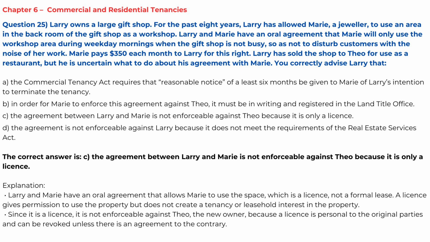Explanation. Larry and Marie have an oral agreement that allows Marie to use the space, which is a license, not a formal lease. A license gives permission to use the property but does not create a tenancy or leasehold interest in the property. Since it is a license, it is not enforceable against Theo, the new owner, because a license is personal to the original parties and can be revoked unless there is an agreement to the contrary.